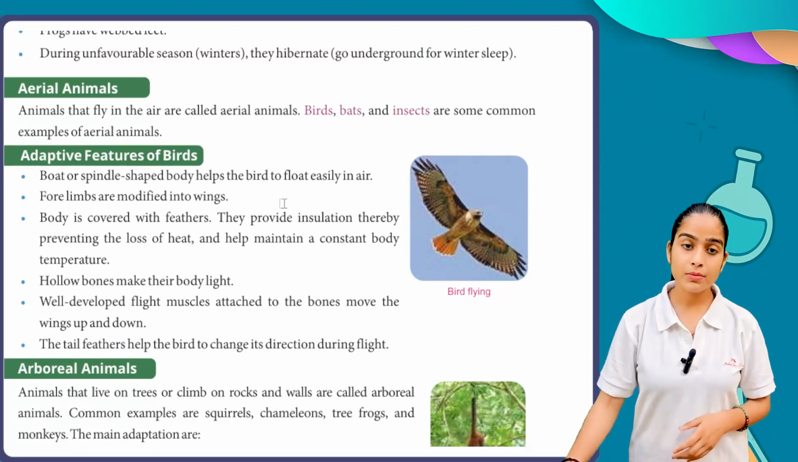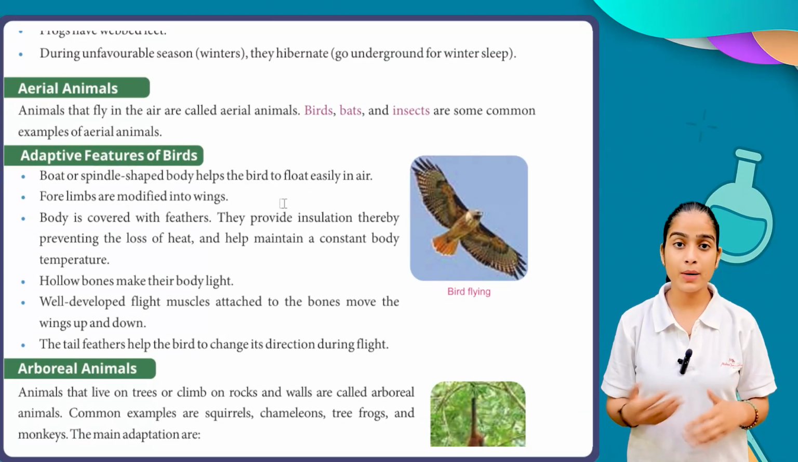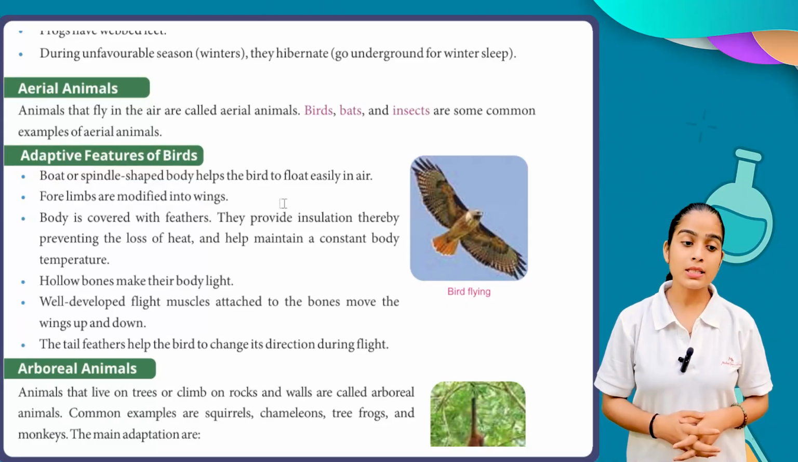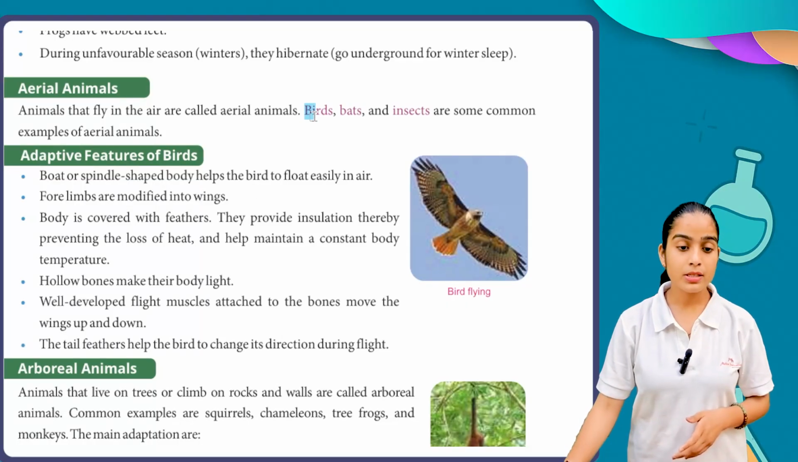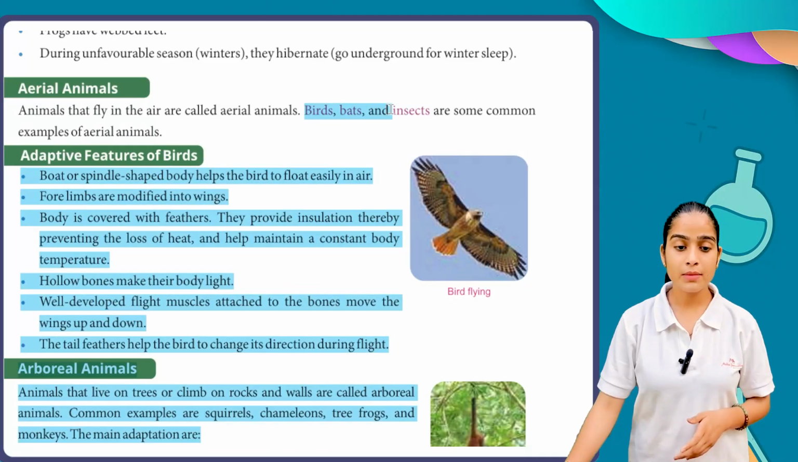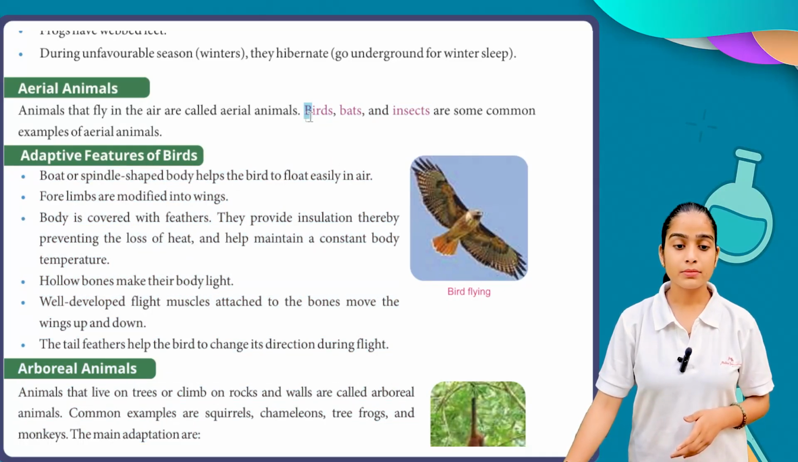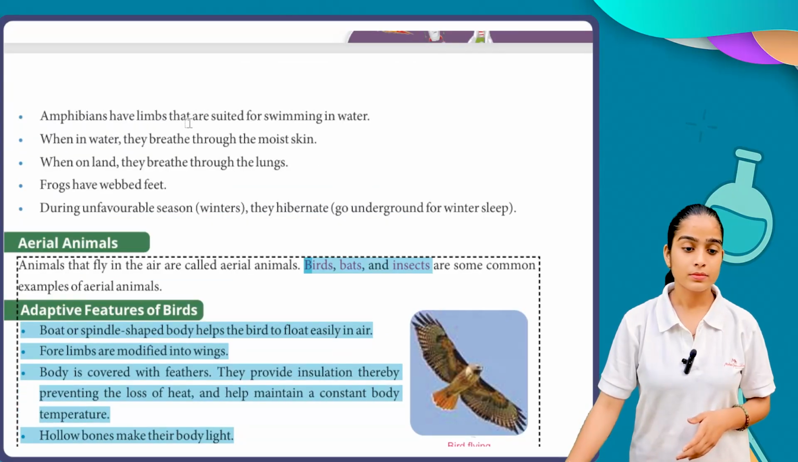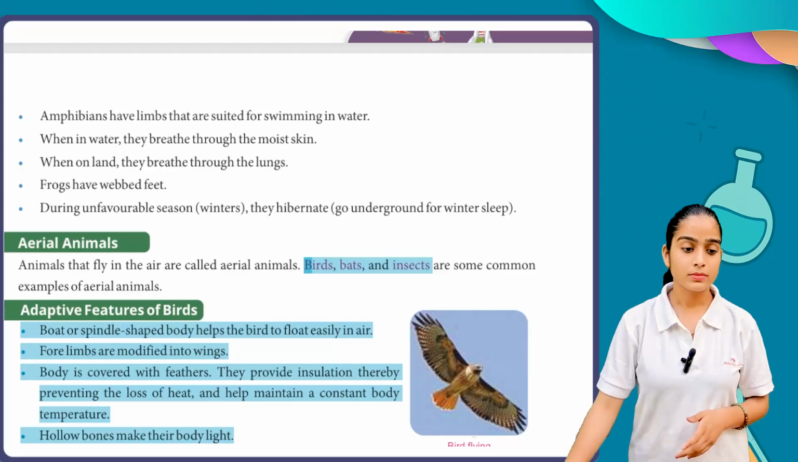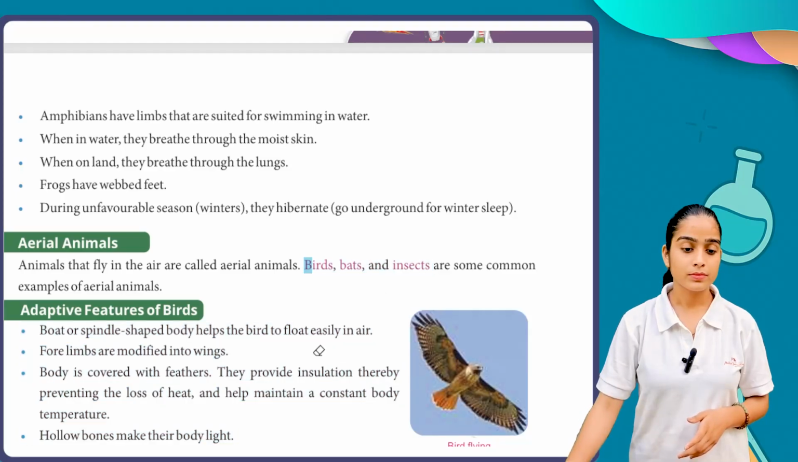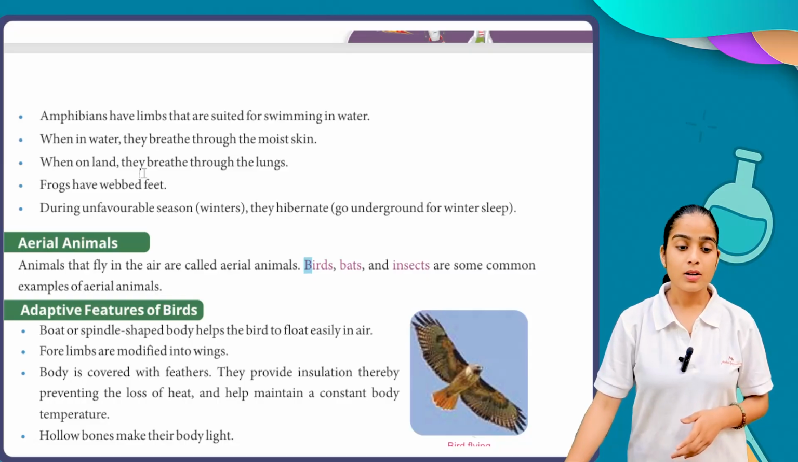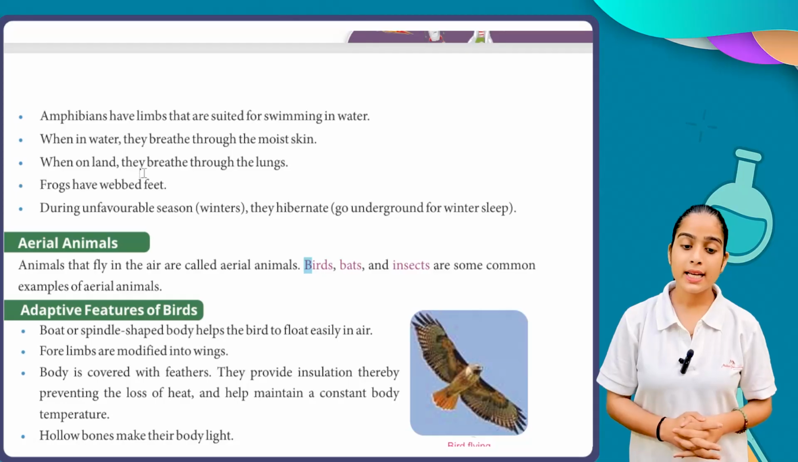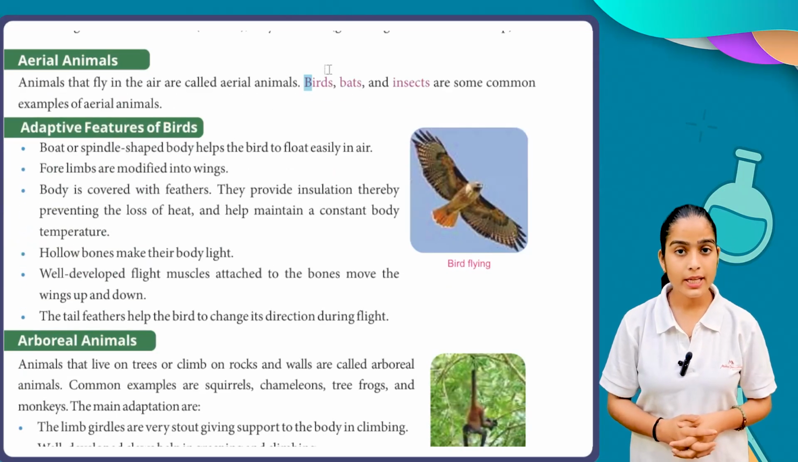Next, we have aerial animals. As the name suggests, these animals spend most of their time in the air. So animals that fly in the air are called aerial animals. The examples we have: birds, bats, and insects are some common examples of aerial animals.